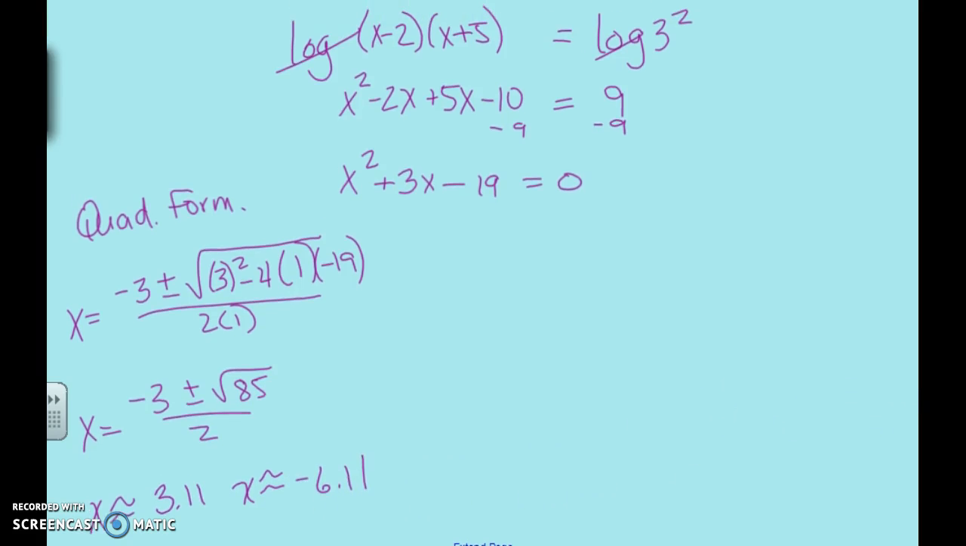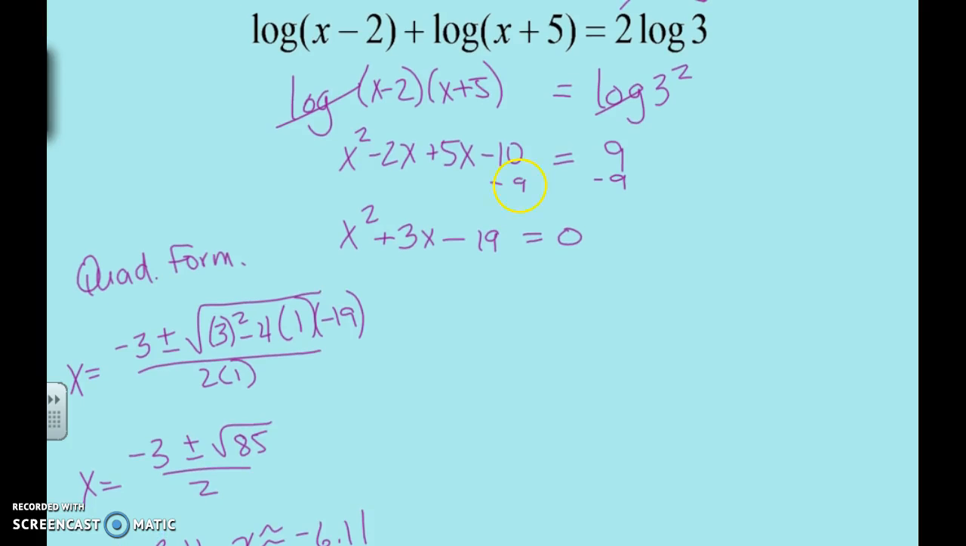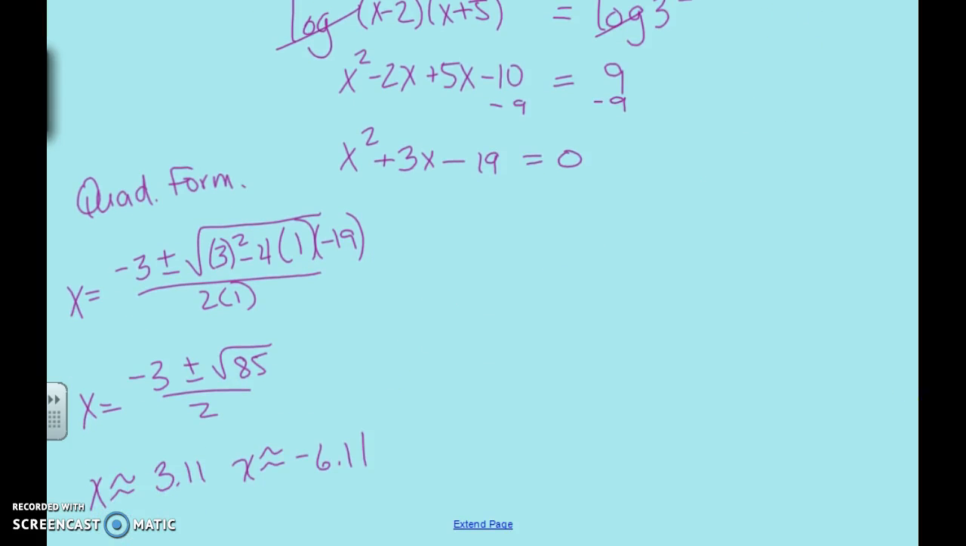Looking back at my original problem, if I were to plug in 3.11, that would be okay. But negative 6.11 would cause this to be a negative number. It also would cause this to be a negative number. So when I write my solution, I'm going to be sure not to include this because that is an extraneous solution. Remember, it works out algebraically, but it's not actually a good solution. The only answer I'm going to write for this one is x equals 3.11.